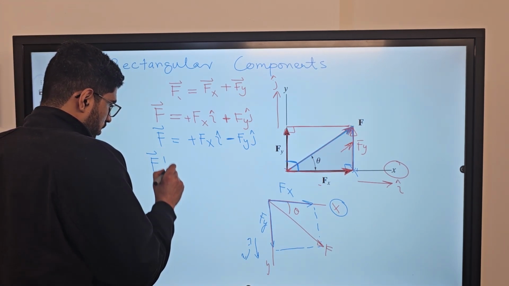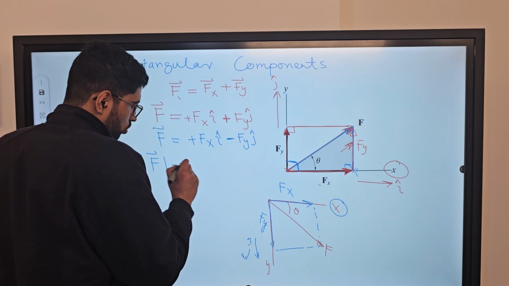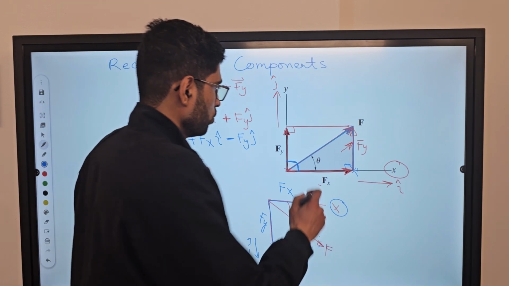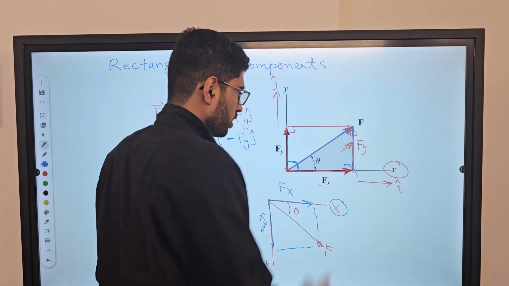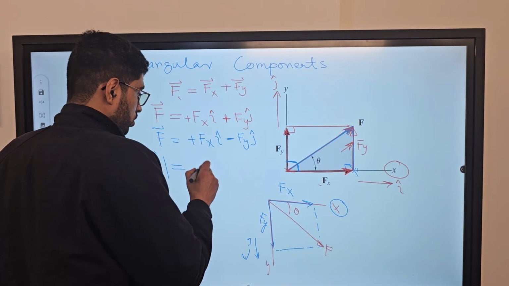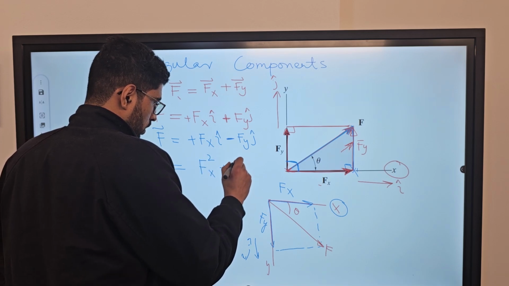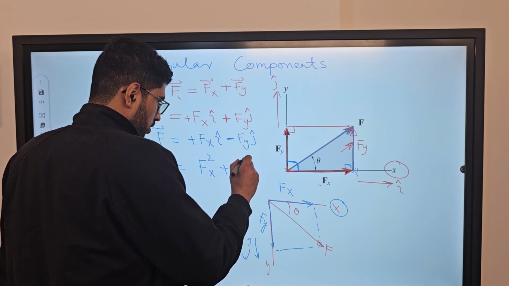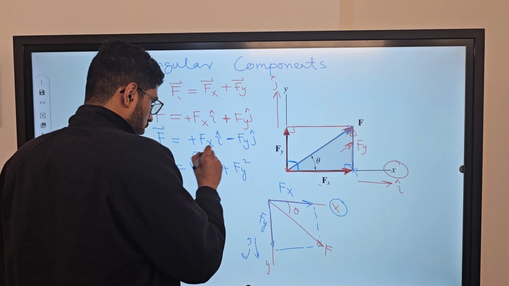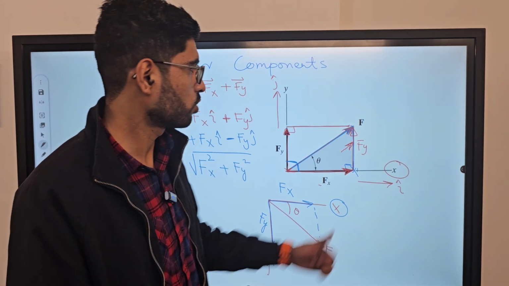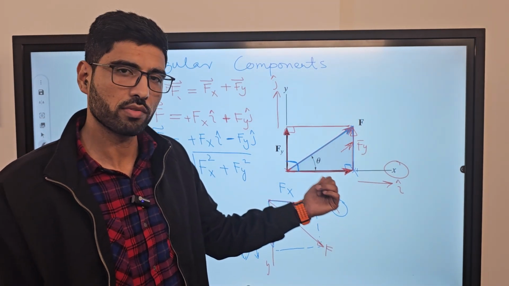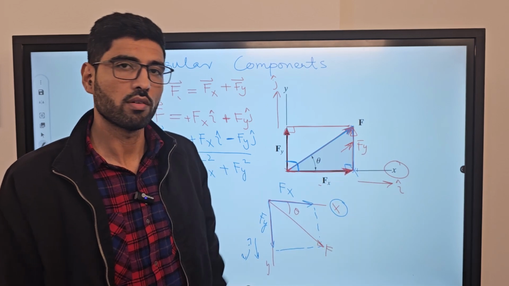And if you want to find the magnitude of this force F, we can always use the Pythagoras theorem. Using this right angle triangle, we can say that the magnitude of this force F will be equal to f of x square plus f of y square under the square root. This will always give us the magnitude of this force F if we are given the magnitude of f of x and the magnitude of f of y.